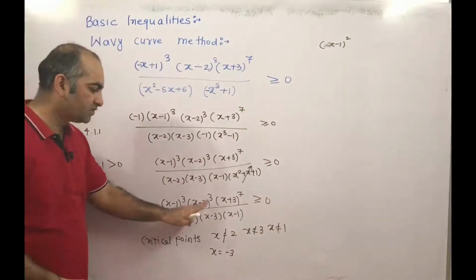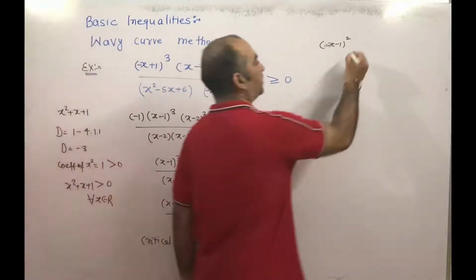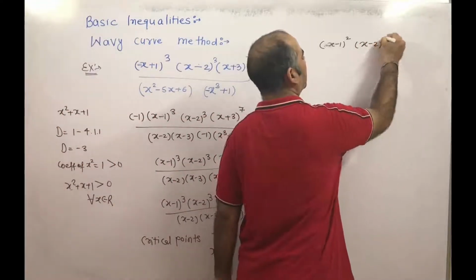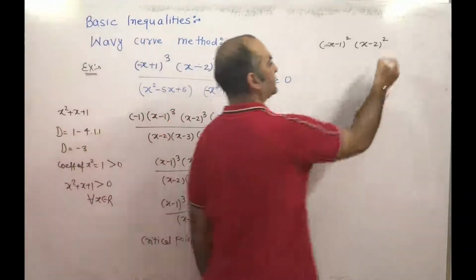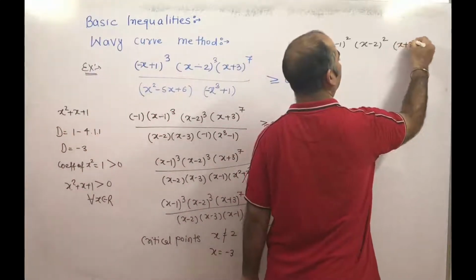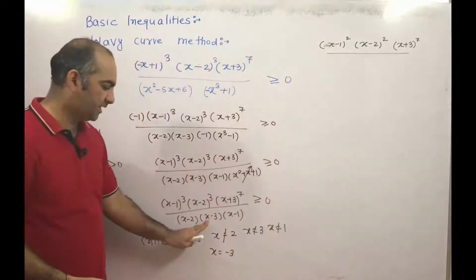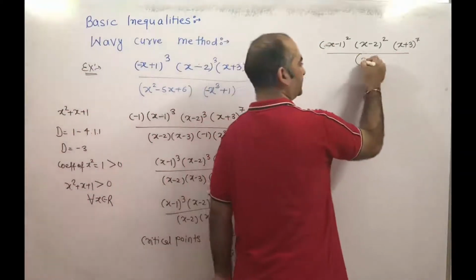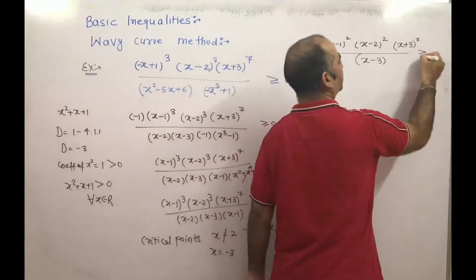This is x minus 2 whole cube divided by x minus 2, so x minus 2 whole square will come out. Then x plus 3 to the power 7, divided by what will come? X minus 3. This should be greater than or equal to 0.